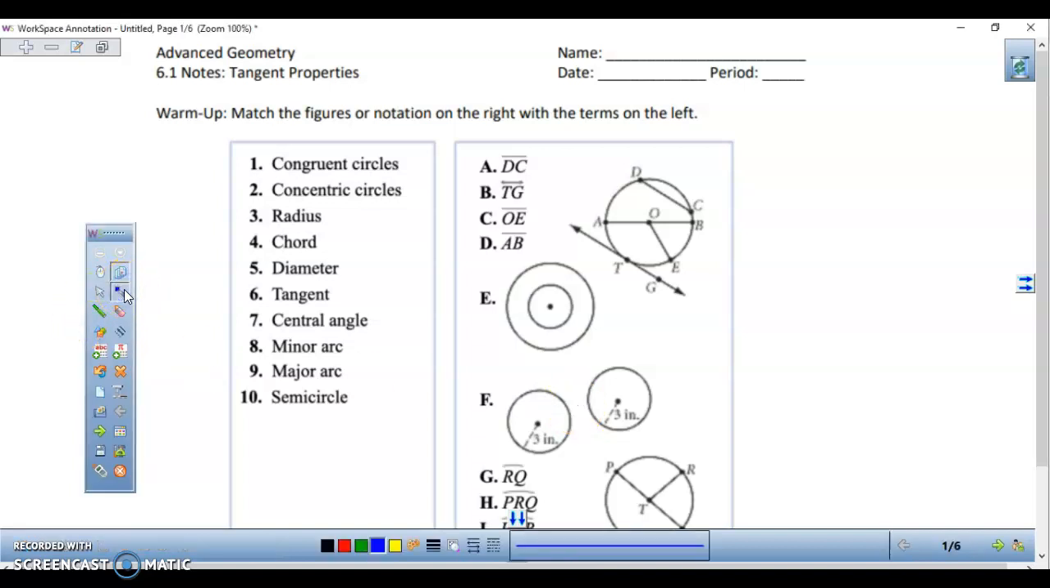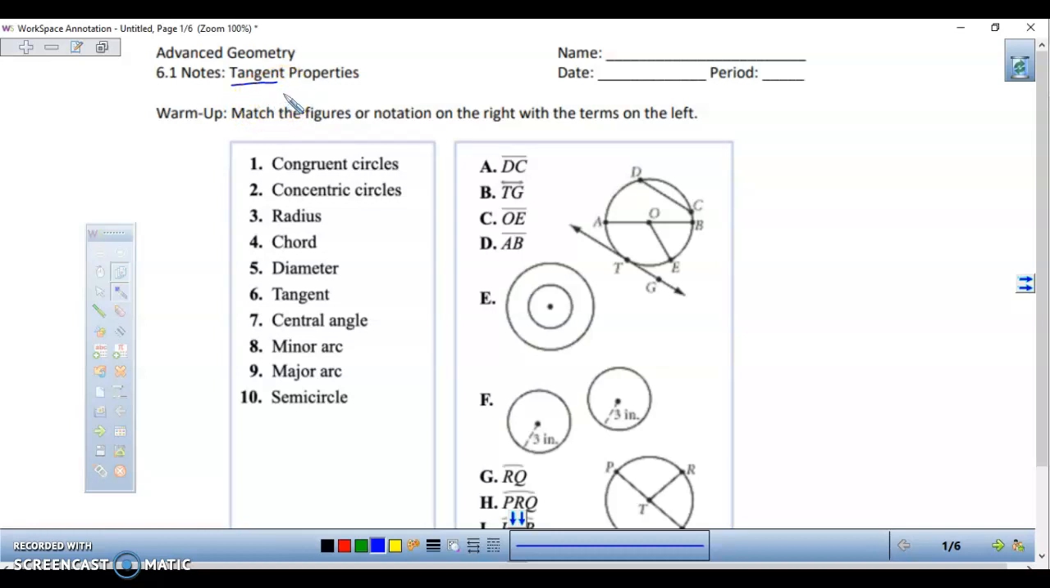It is I, Mr. Donaldson, and I'm back today to talk with you about section 6.1, which is tangent properties. Hopefully you recall from yesterday's notes from section 1.7 that the definition of a tangent is a line that intersects a circle at exactly one point. And I also should point out that that line needs to be coplanar with the circle for that definition to hold.